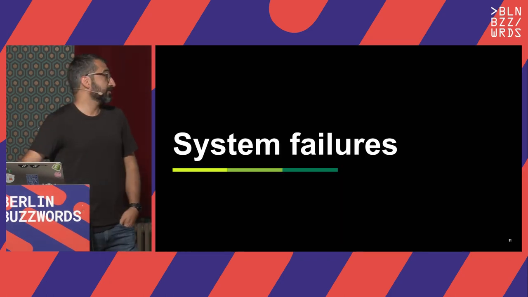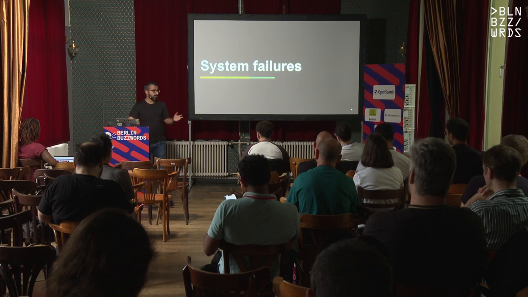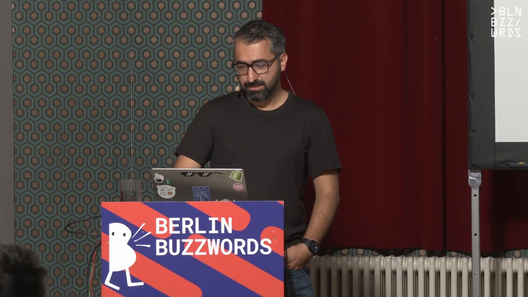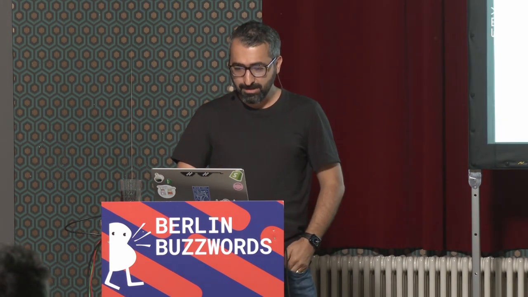So, system failures. Any kind of system failure, really. Whether it's a machine failure, disk failure, or even a cloud provider failure, these are things that we have to plan for and mitigate. And we handle these at different levels of abstraction.